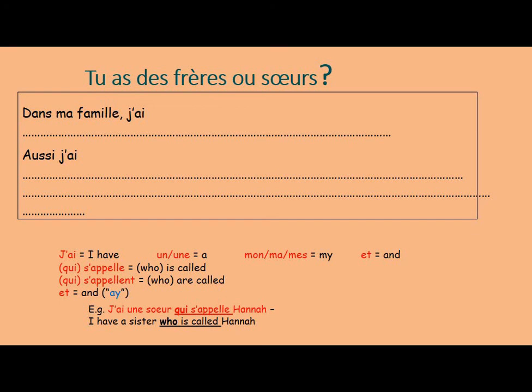Now we've got a few sentence starters here because we understand that oftentimes with languages, starting is the most difficult point. So you could start, dans ma famille, j'ai. In my family, I have. And then list who's there. Aussi, j'ai. Also, I have. You've then got a bit of a word bank down below. Who's called, who are called, and an example sentence, j'ai une sœur qui s'appelle Hannah. I have a sister who is called Hannah. The more you can put into this little piece of writing, the better. Okay, because generally speaking, the detail is what gets you the marks.